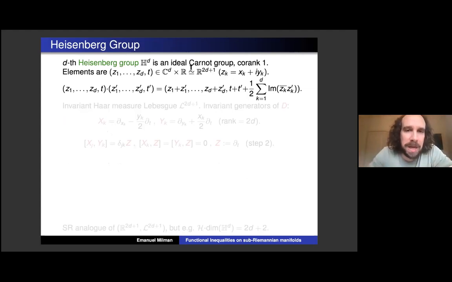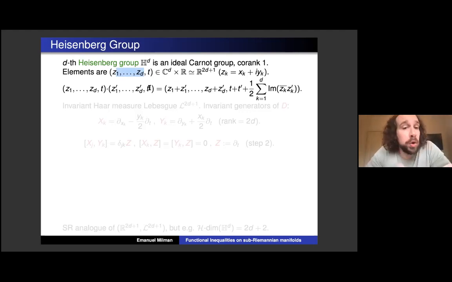Okay, forget about these fancy words, what does it mean? So for this example, what are the elements? We have a d-dimensional vector of complex numbers, z_1 through z_d, and an additional real valued coordinate. This coordinate will be called the vertical direction. These are called the horizontal directions. Okay, so as a manifold, this has real dimension 2d plus 1.